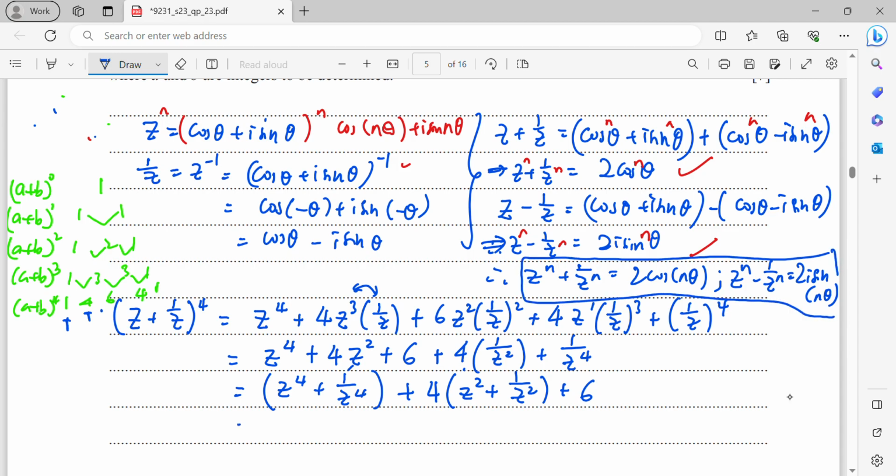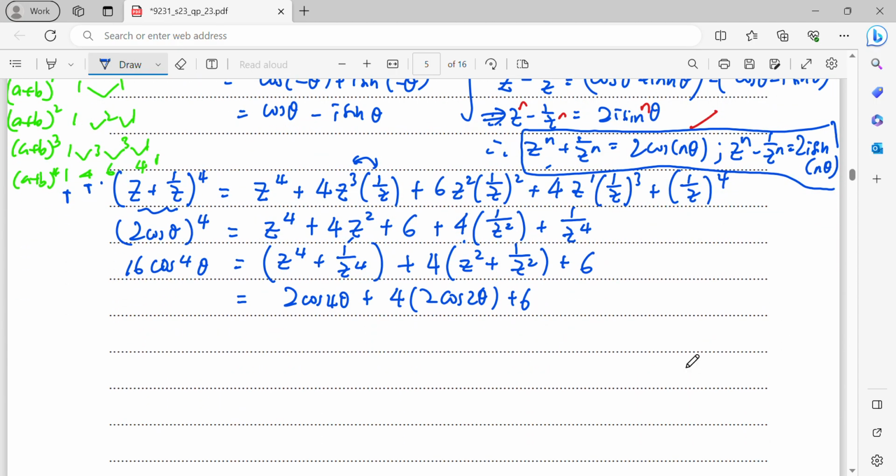Okay, so now I will apply it here. I will use the plus and let n be 4. Then I will get 2 cos 4 theta. And the next one is 4 times 2 cos 2 theta, plus 6. Now for the left hand side, z plus 1 over z I will replace by 2 cos theta. So here (2 cos theta) to the power 4. When I bring in the power 4, 2 to the power 4 is 16. It will be 16 cos power 4 theta.